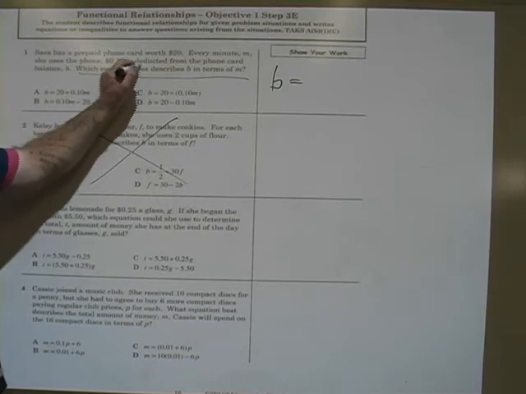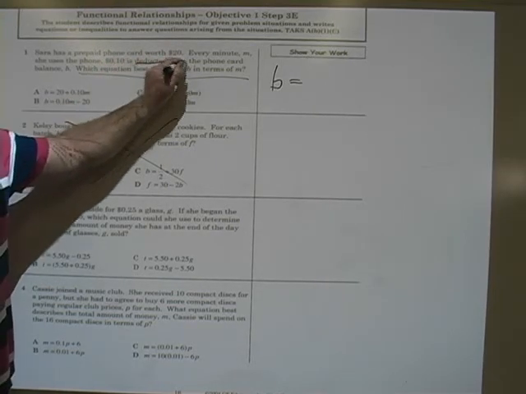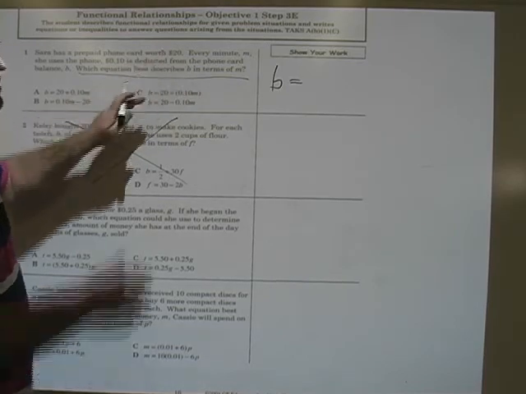A good way to work these is to look at the operation. It says 10 cents is deducted, so it can't be divide, add, or multiply. Subtraction, very good. Deducted from, that word right there means subtract, doesn't it?